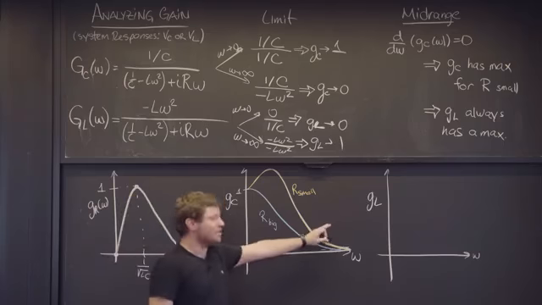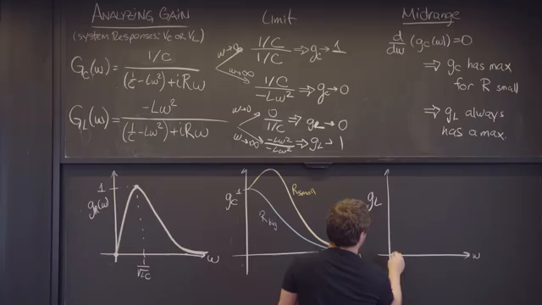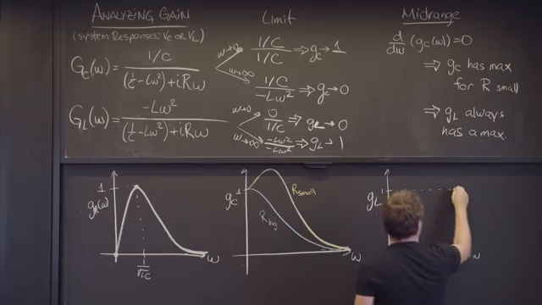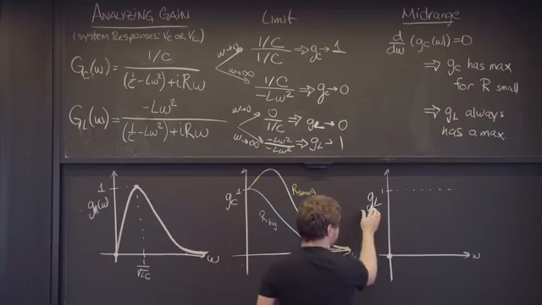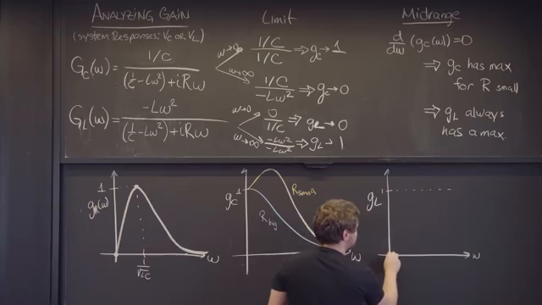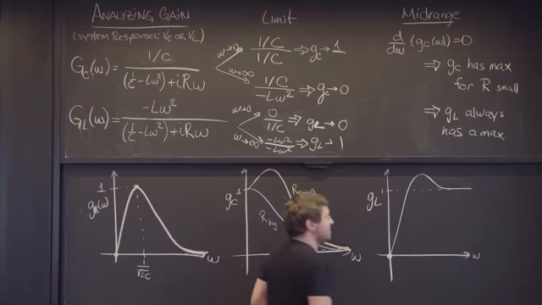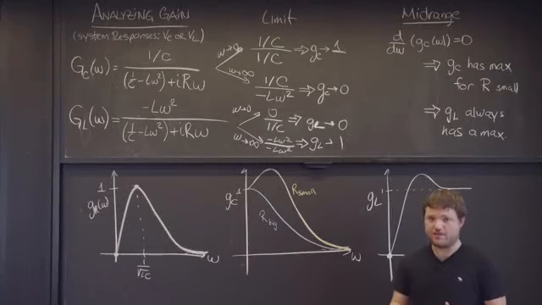Now, let's look at the behavior for GL. So GL goes to 0 at low frequencies, and it tends to 1 at high frequencies. And this function GL always has a maximum for some finite value of omega. So we'll draw this as such. So let's look at a few applications from what we've just found out.